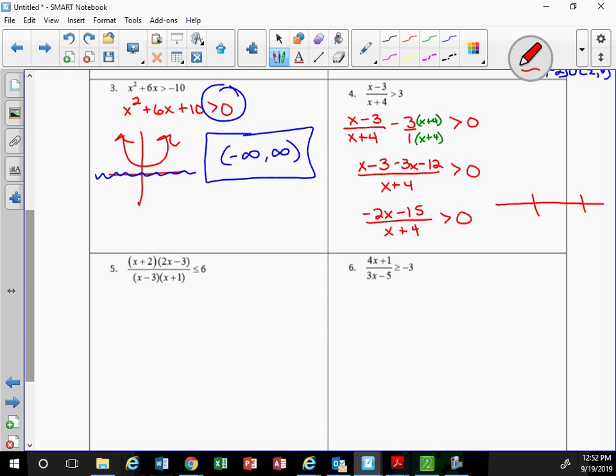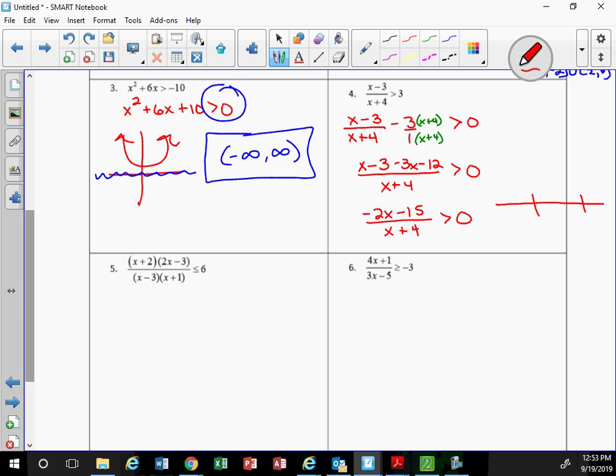Guesses. What might go on there? Negative 4. I like that. Negative 15 halves. Yes, so you'd add 15, divide by negative 2. Yeah, it's anything that makes your numerator or denominator 0. That's what we want to look at on your number line. Okay?